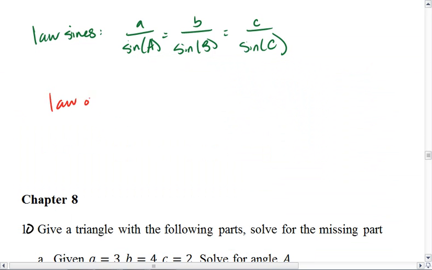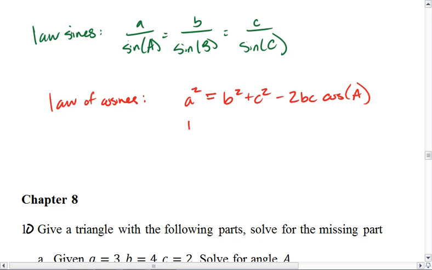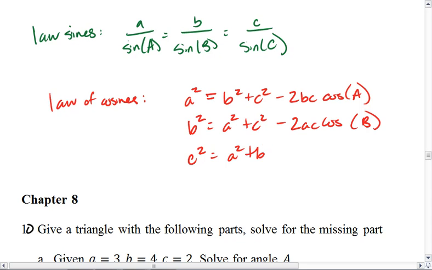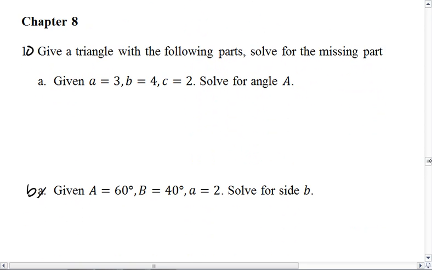The law of cosines tells us that a squared equals b squared plus c squared minus 2bc cosine A, or b squared equals a squared plus c squared minus 2ac cosine B, or c squared equals a squared plus b squared minus 2ab cosine C. Knowing those equations, we can solve.